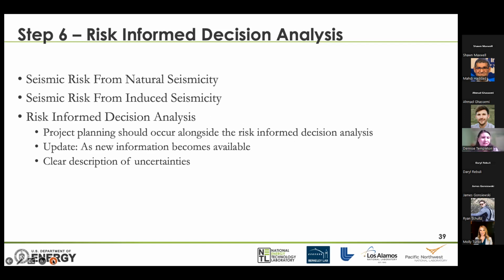And then we want to have a risk-informed decision analysis. So the project planning should occur alongside the risk-informed decision analysis. And updates, especially in the beginning during the design phase, may come fairly often as new information becomes available, or during the first year of operation as new technical parameters become available. We want to have a clear description of the uncertainties as well.